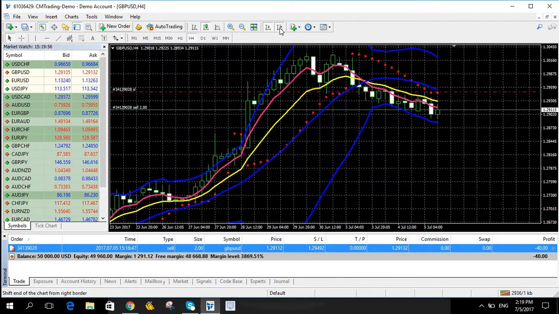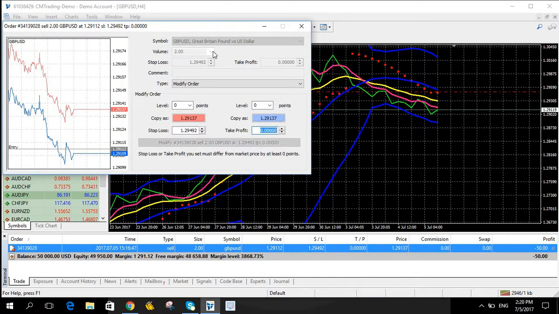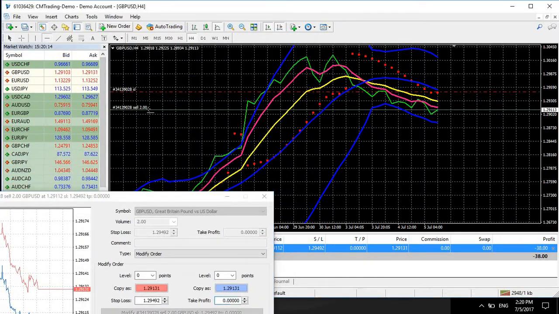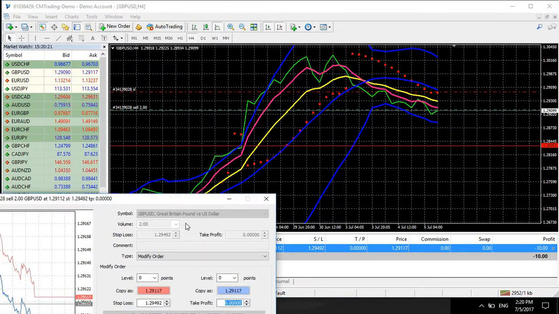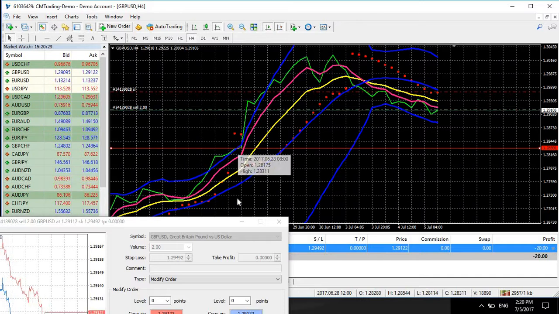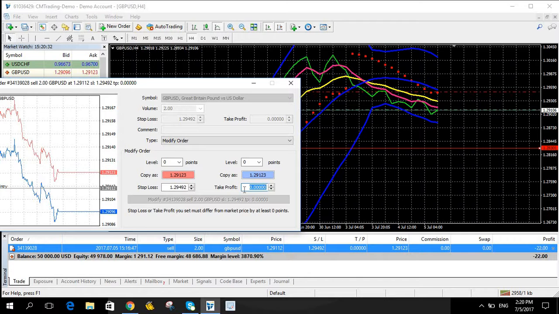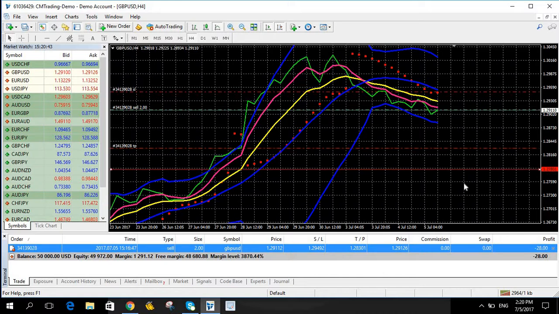Let's go back to 4 hours. So if we come to 4 hours here, we can equally place take profit. To place take profit here, let's locate the next support. There's no clear support here, but I want to assume that this is a support. So my take profit will be there, 1.28301. All right, so this is my take profit.